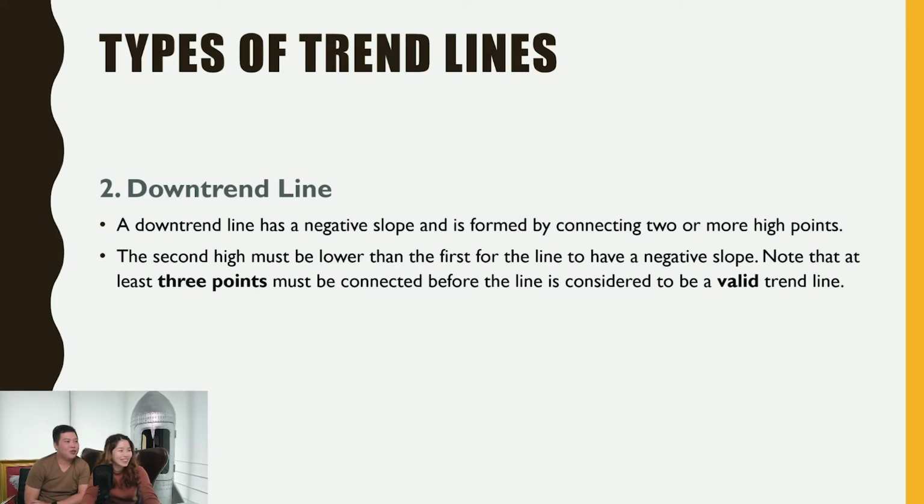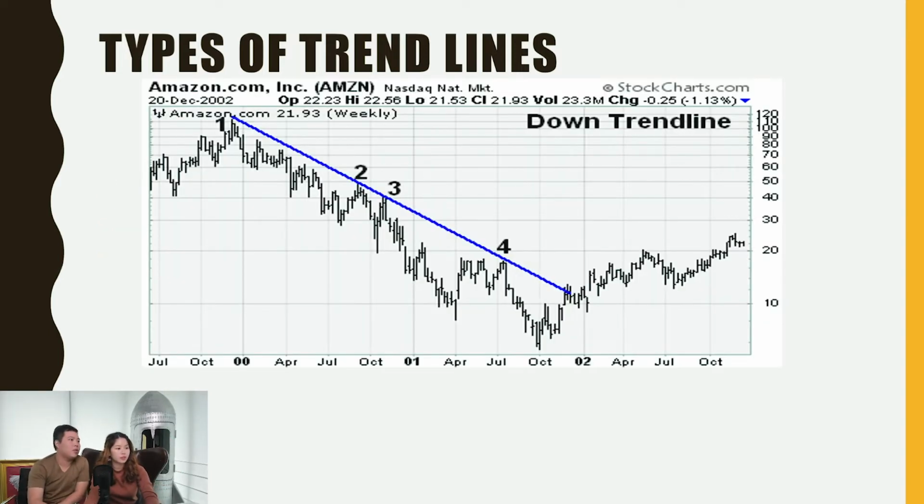Downtrend line. A downtrend line has a negative slope and is formed by connecting two or more high points. The second high must be lower than the first for the line to have a negative slope. Note that at least 3 points must be connected before the line is considered to be a valid trend line. So it's exactly the same thing, but the opposite. Alright. Next. So 1, 2, 3, 4.